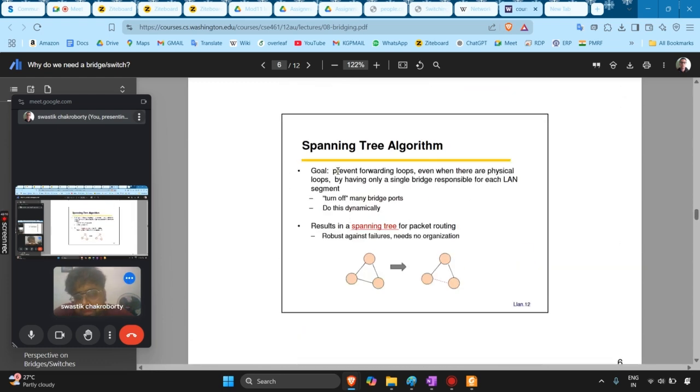So here comes the spanning tree algorithm. The spanning tree algorithm's goal is to prevent forwarding loops, so that if I send a packet that goes to some intermediate A, then to some intermediate B, it shouldn't happen that the packet loops back and comes back to me. And thus, to prevent that, we use the spanning tree algorithm.